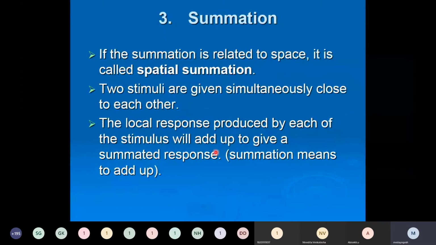If the summation is related to space, it's called spatial summation. What's happening here? Two stimuli are given simultaneously close to each other. So you're giving at two different points now, but at the same time. This is called spatial summation. Each of the stimuli will add up to give a summated response.